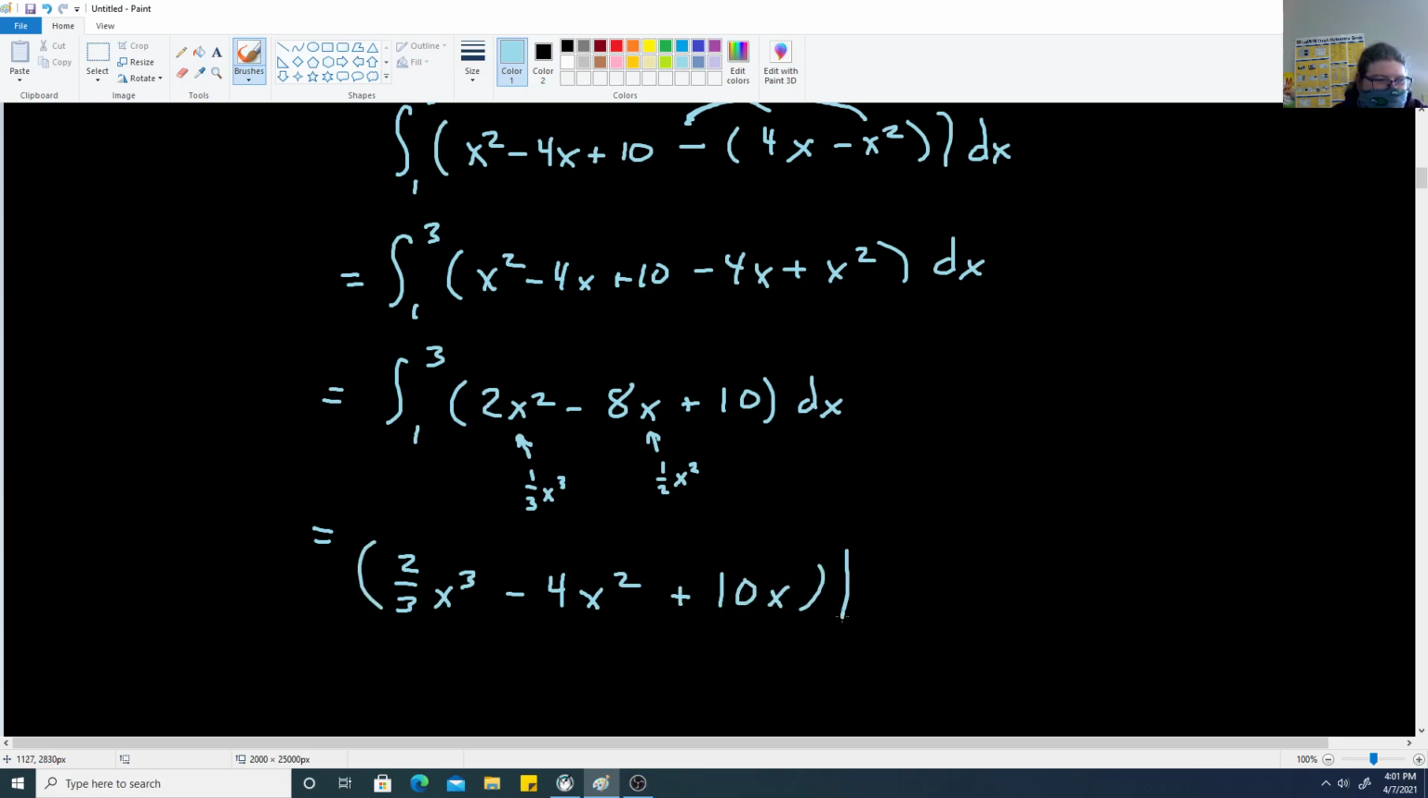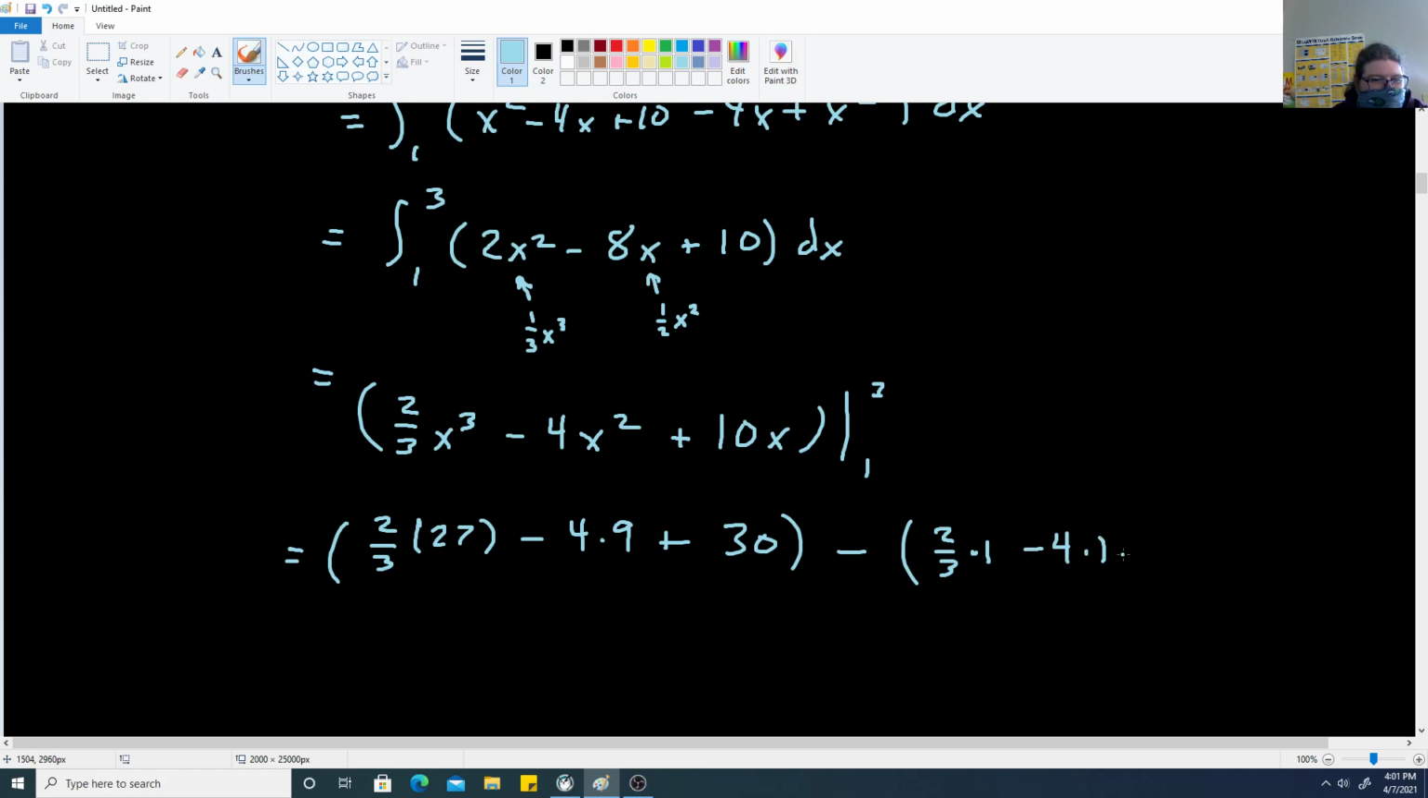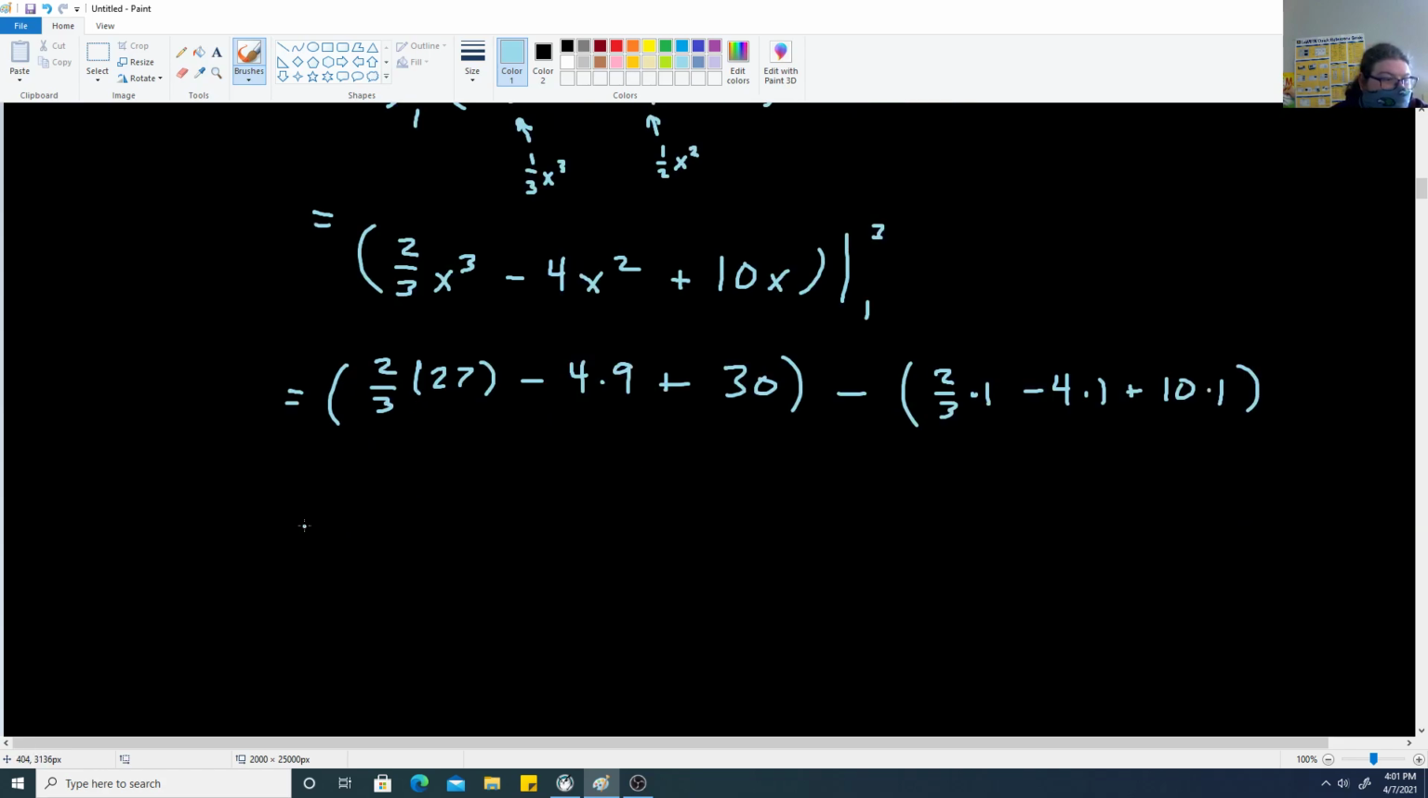And we evaluate these from 1 up to 3. So we're going to use the fundamental theorem of calculus part 1 and say we get these evaluated at 3. 3 cubed is 27. 3 squared is 9. And then 3 times 10 is 30. We subtract it. This all evaluated at 1. So that would be 2/3 times 1 minus 4 times 1 plus 10 times 1. So let's see what we end up with.